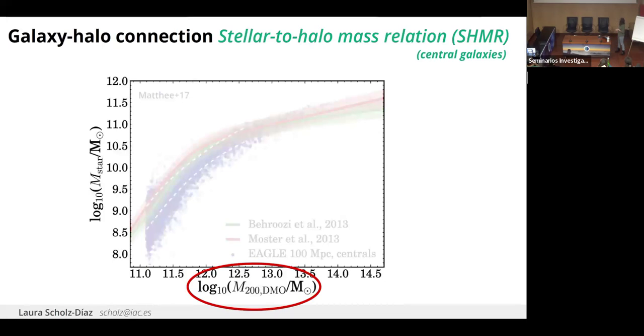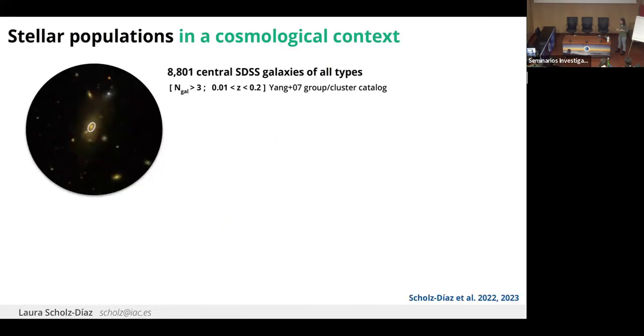This stellar to halo mass relation is for central galaxies only. Central galaxies are the galaxies that are in the center of the potential well of the dark matter halo, and typically they are the most luminous or most massive galaxy in the group or cluster. So we are focusing on central galaxies only, and of all galaxy types.